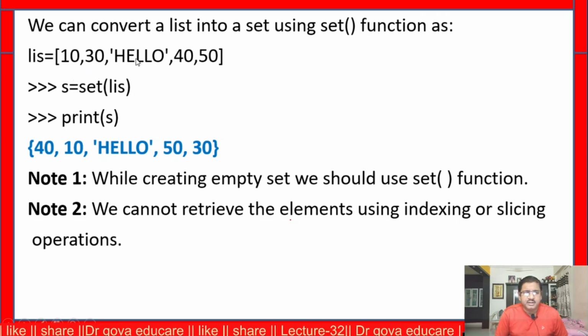This is the list. I want to convert the list into a set using the set function. I am passing the list object as a parameter of the set function. S is equal to set of list. Now after displaying this set S, this is the output: 40, 10, hello, 50, 30. The insertion order is not preserved in sets.